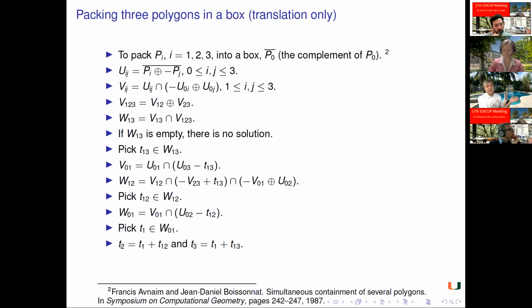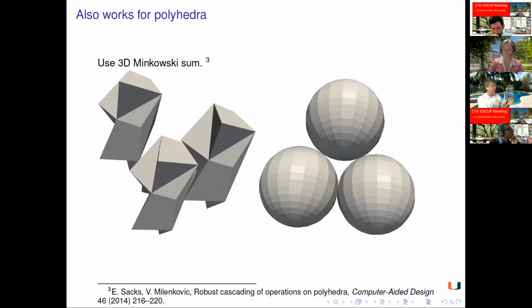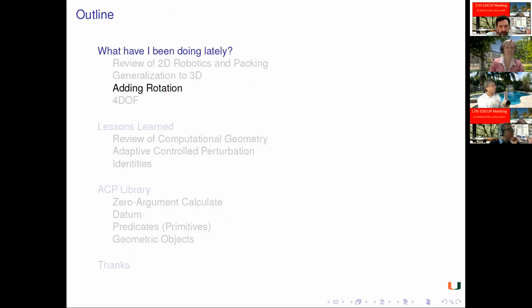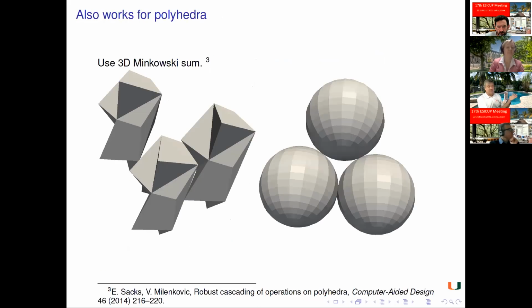But the point is that once you have intersections and specifically Minkowski sums of polyhedra, then you can apply this to polyhedra. So you can pack 3 polyhedra by translation into a box. And if it can be done, it does it. If it can't be done, it doesn't. And it could be as irregular as you want.